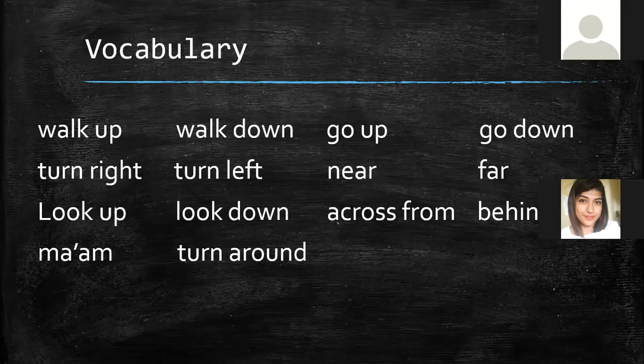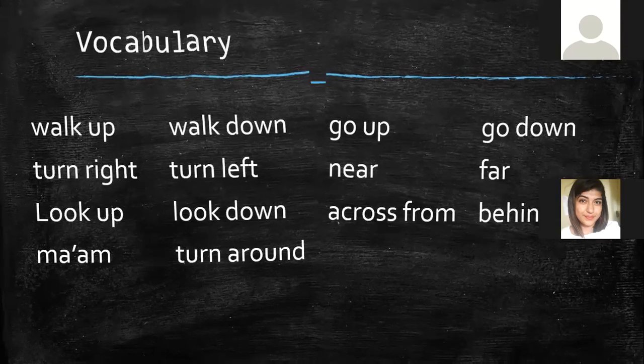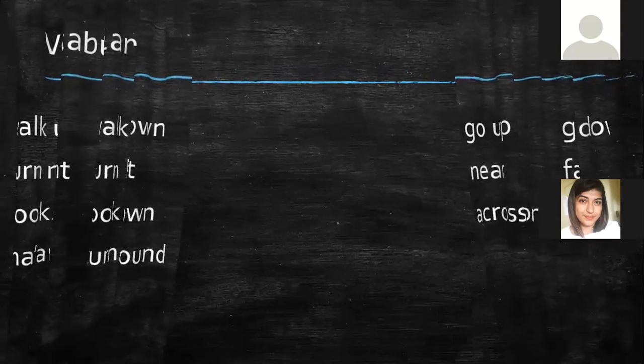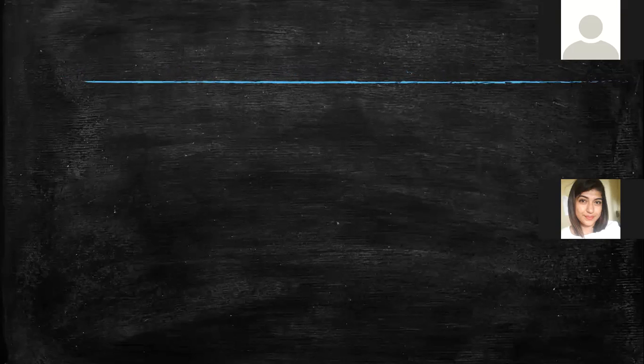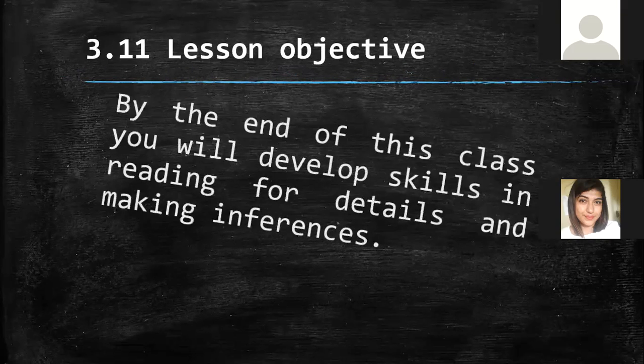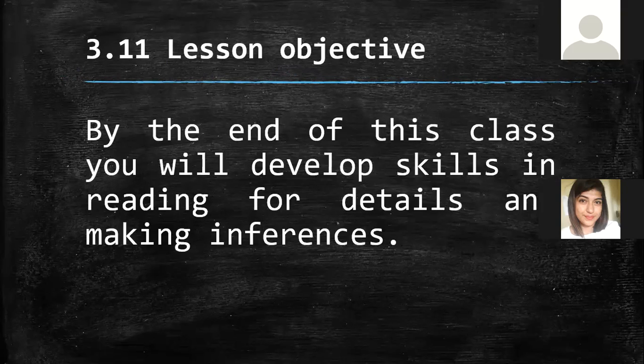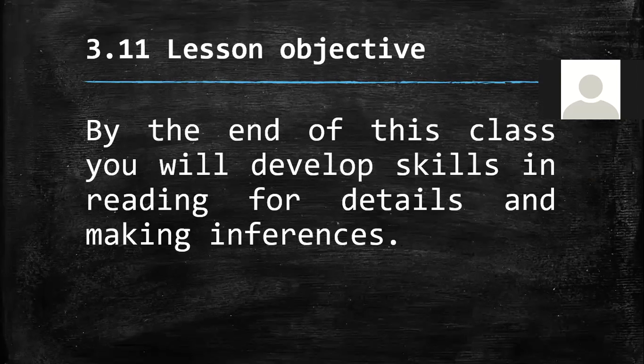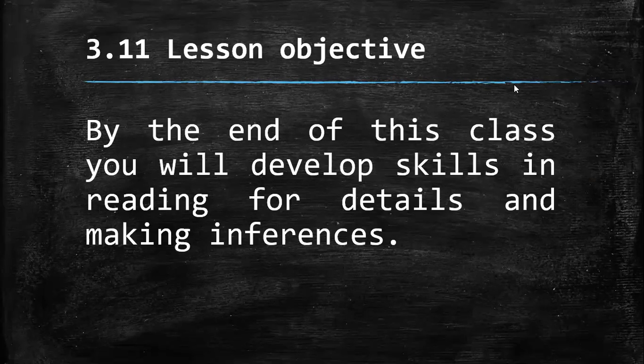Okay. Now let's continue. And this is for the one exercise. Now we're going to go to 3.11 and we have another objective. Billy, please, can you read the objective for the class? At the end of the class, you will develop a skill in reading for details and making inference. Okie dokie. So how to read detail?